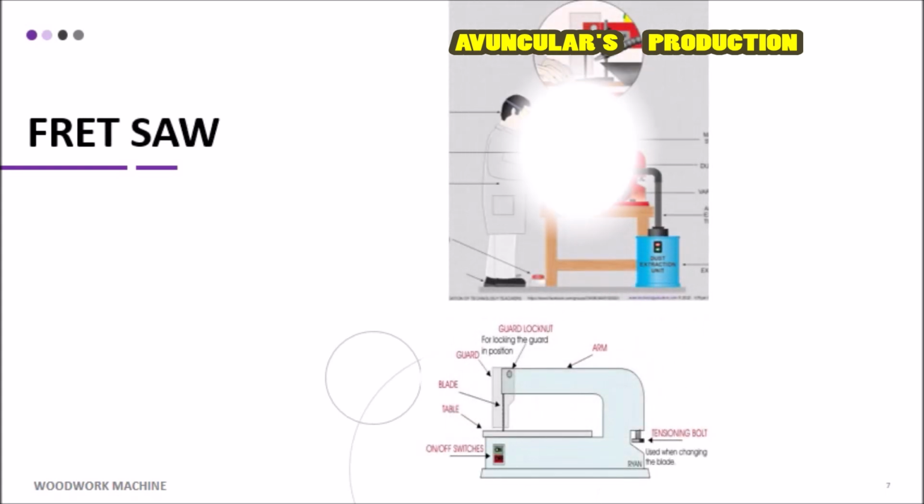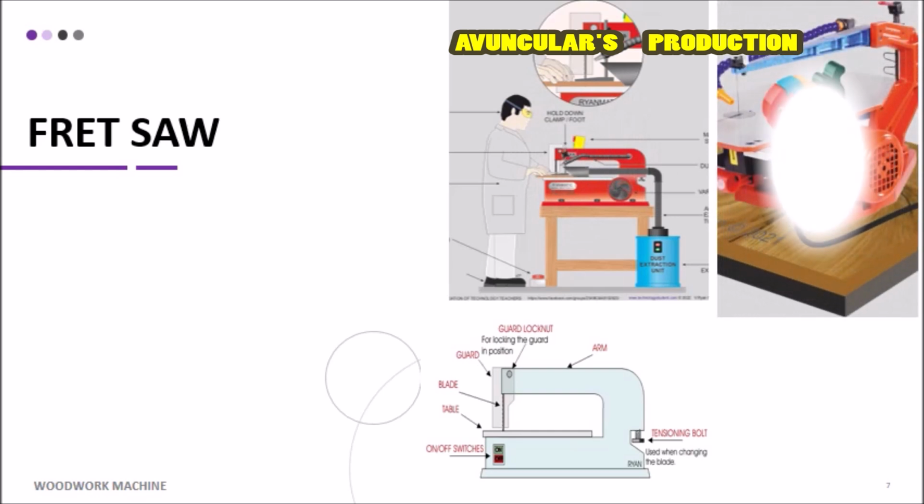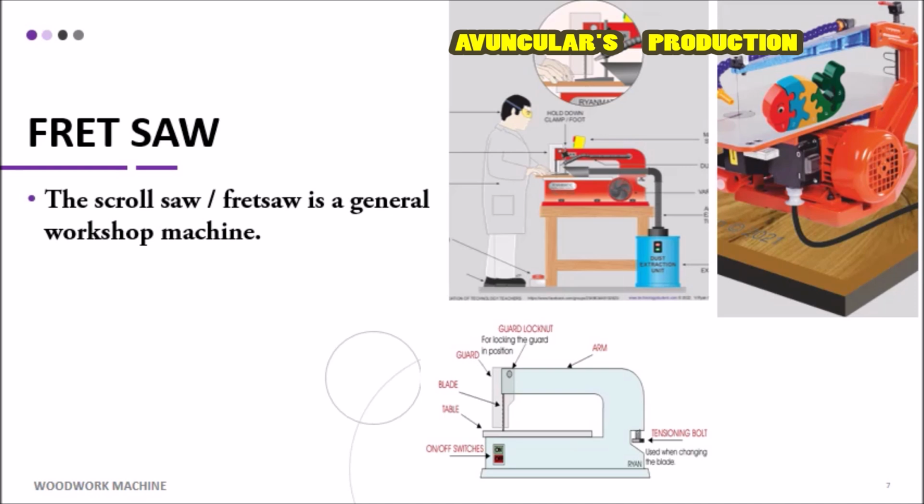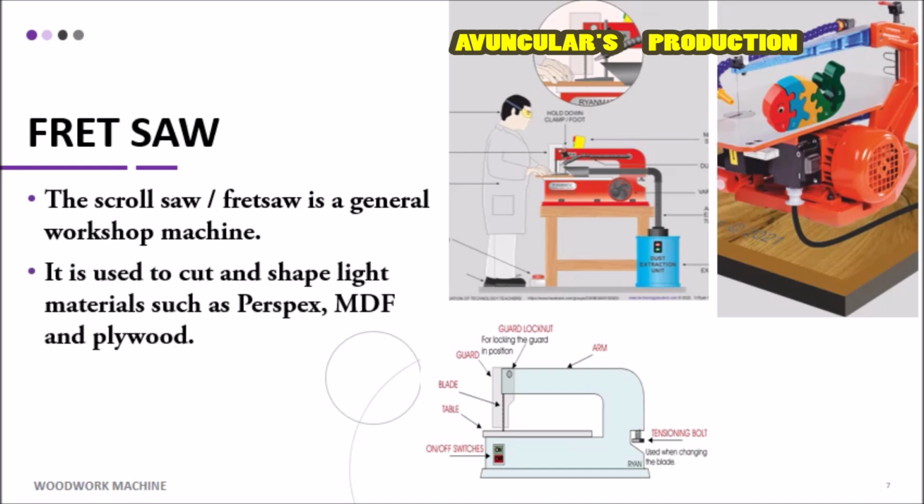Let us look at the fret saw. Now, the image of the fret saw is displayed on your screen for you to see. The scroll saw, otherwise called the fret saw, is a general workshop machine. Now, it is used to cut and shape light materials such as perspex, MDF, and plywood.